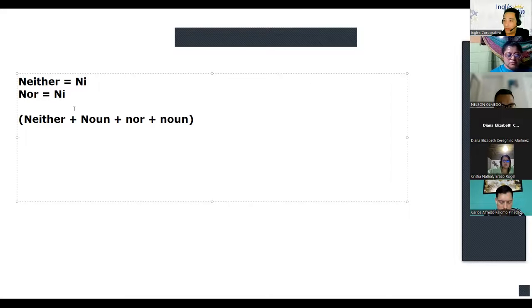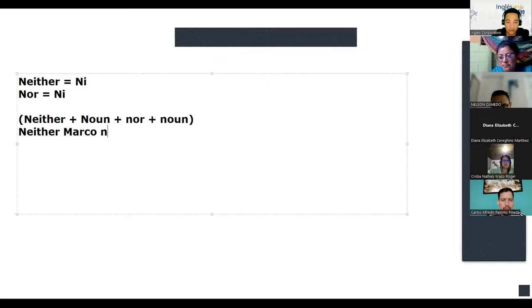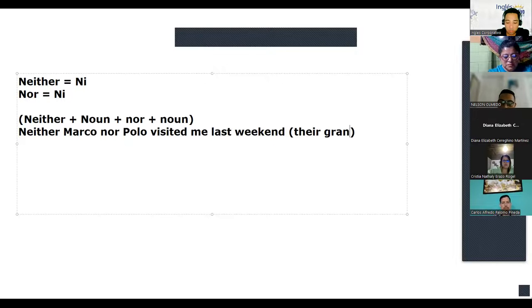Option one, on your image on the WhatsApp, says: neither Jason nor Donald came to the party. In this case, I'm just going straight with Spanish. This is very similar to Spanish. So neither Marco nor Polo visited me last weekend. And who's talking? Their grandma. Marco and Polo are so mean. Neither Marco nor Polo visited me last week.